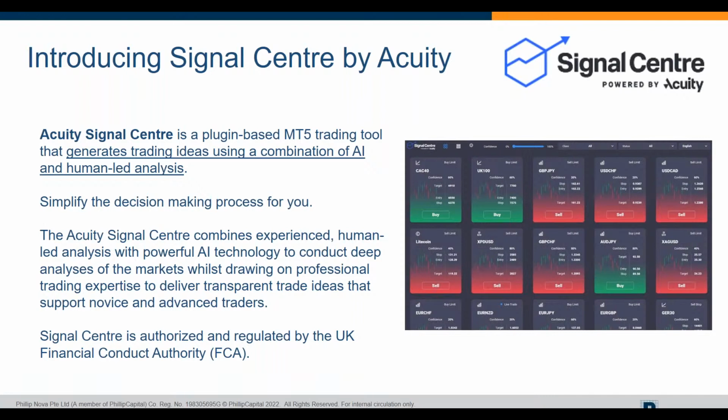Essentially, it helps you to simplify your decision-making process before you place a trade. It combines human-led analysis with powerful AI technology to conduct a deep analysis on the markets, while drawing on professional trading expertise from actual technical analysts to deliver transparent trade ideas that support novice and advanced traders. Signal Center is actually authorized and regulated by the UK Financial Conduct Authority, the UK FCA. So rest assured that the source of these trade signals is under strict scrutiny, and they are in compliance in London.